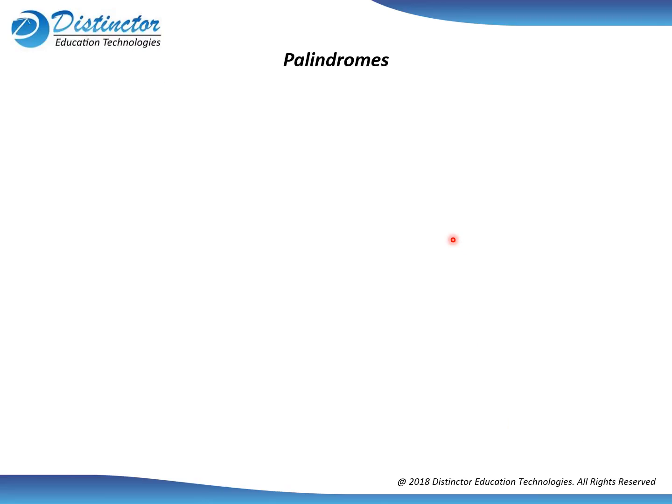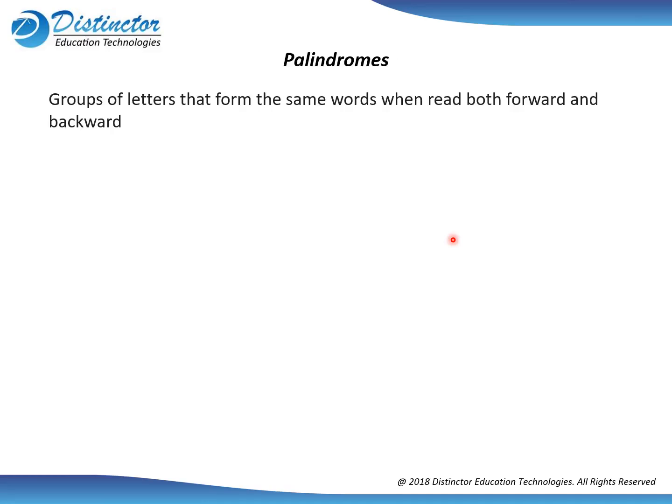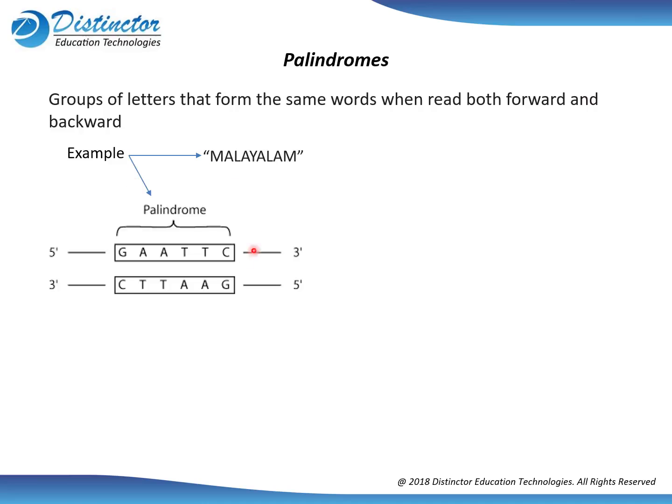Now we are going to move on to the palindrome. The restriction enzyme always recognizes a palindrome sequence. So what is a palindrome sequence? It is a group of letters that forms the same word when read both forward and backward. Let us take the example word Malayalam. When we read it both forward and backward, it gives the same word, Malayalam. Likewise, in a DNA sequence, the sequence gives the same meaning when read from right to left or left to right.